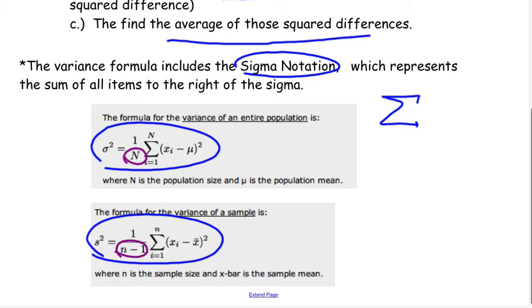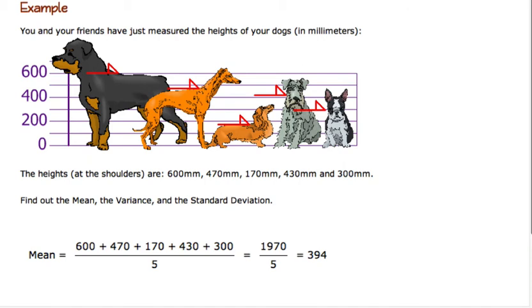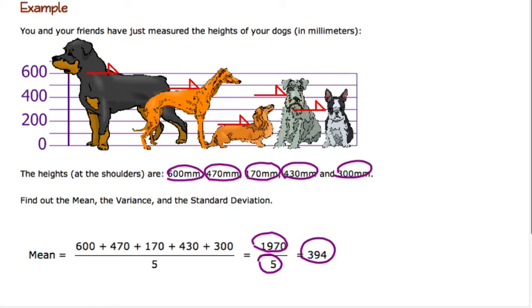All right, so here's an example. You don't need to write this down. You and your friends have just measured the heights of your dogs. The heights of the dogs are shown here: 600 millimeters, 470 millimeters, 170 millimeters, 430 millimeters, and 300 millimeters. You add those values up, so you get 1970 millimeters, and you divide by how many dogs you have. You have 5 dogs, and you get 394. So what we just found is the mean.